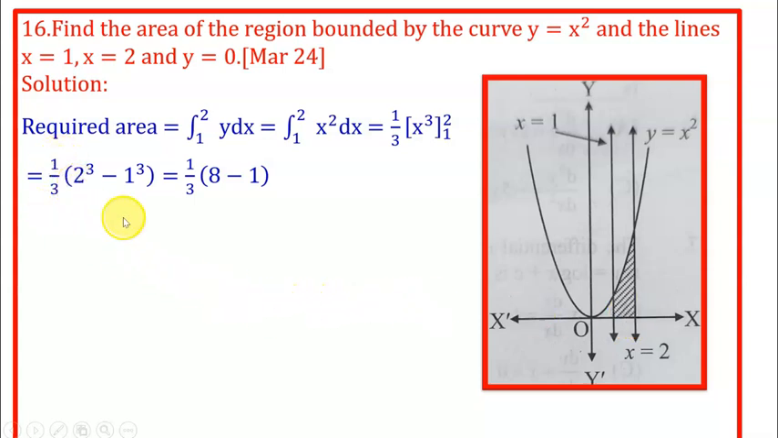1 by 3, 2 raised to 3 minus 1 cube. 2 raised to 3 means what? 8. 8 minus 1, 7. 7 by 3 square unit. Okay, and this is the required area between parabola y is equals to x square, lines x is equals to 1 and 2, and x-axis.